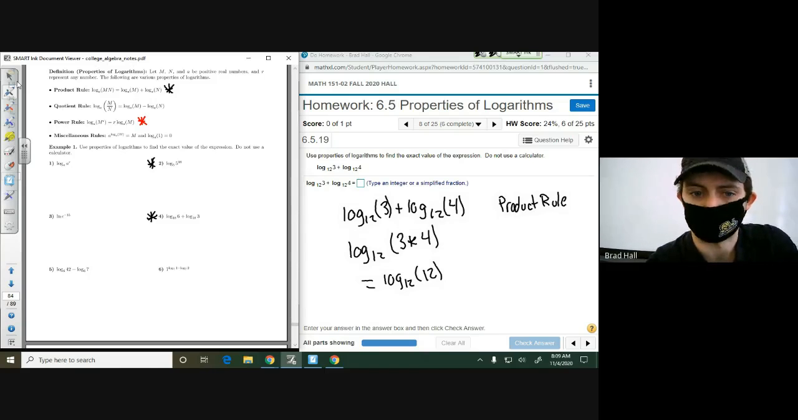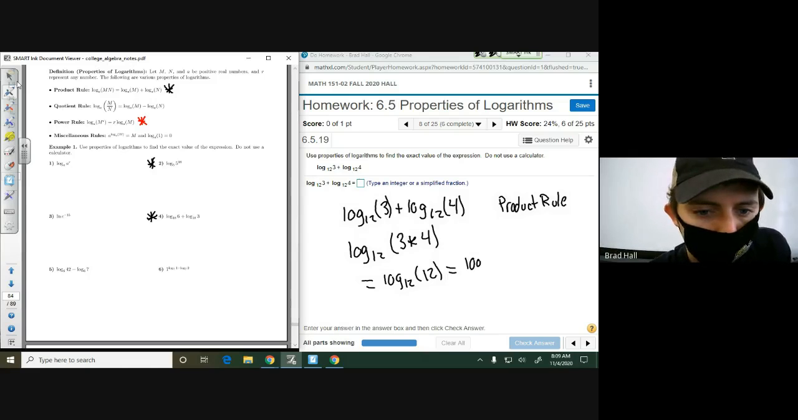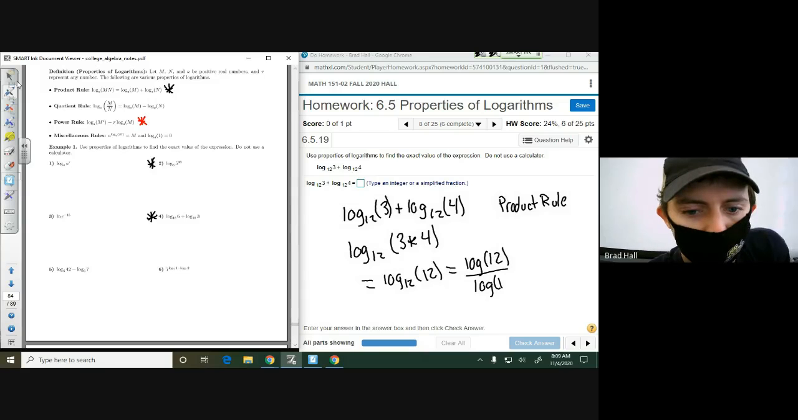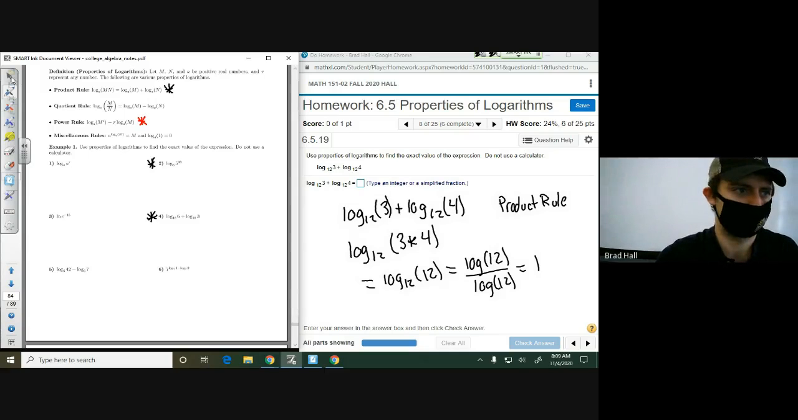And then guess what? We can evaluate this in the calculator. This is log of 12 divided by log of 12 using the calculator-friendly version. And if you threw that in your calculator or you saw that it's just something divided by itself, you get 1. So there's another example of that, 1.